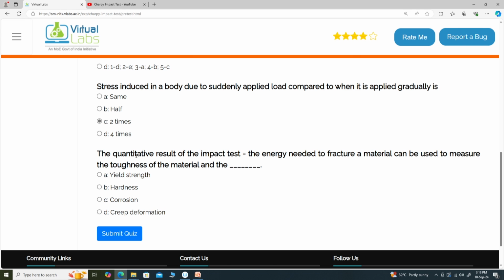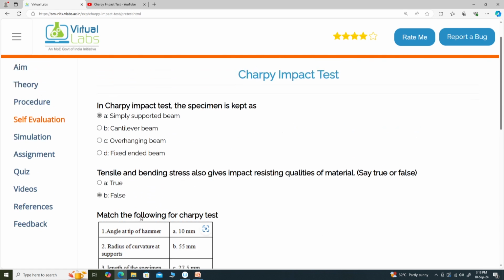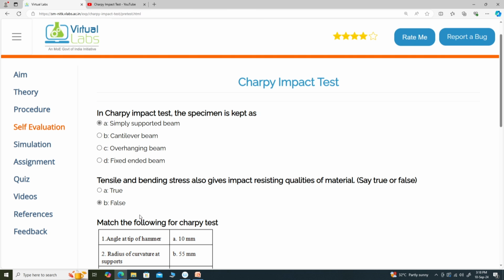Then the next and last question is about the quantitative result of the impact test. The energy needed to fracture a material can be used to measure the toughness of the material, and when we are measuring the toughness, we are also measuring the yield strength. Let us submit it, 5 out of 5. Please get 5 out of 5, keep resubmitting, understand it completely. This is the purpose of having a self evaluation or pre-test evaluation before conducting a simulation.